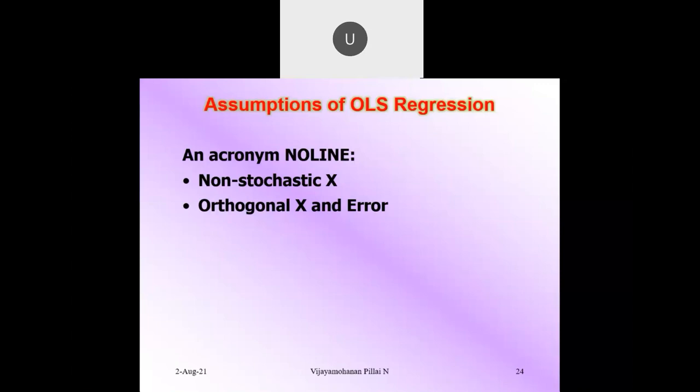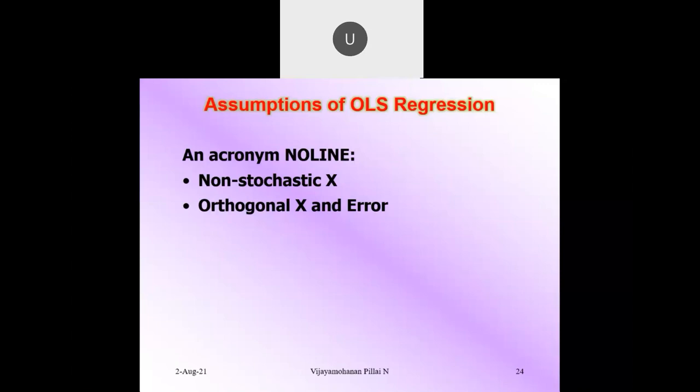Now these are the assumptions on the error term U. That is, they have zero mean. On an average, the error term is zero. Then the disturbances are normally distributed. This is the normality assumption. Disturbance is the error term. The error term is normally distributed.